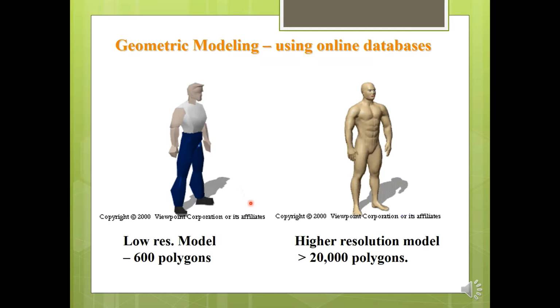there are a few considerations that we need to pay attention to, which is if you choose the low resolution model. For this example, I have two figures here. This figure only has 600 polygons compared to this one with the higher resolution model, which has 20,000 polygons.